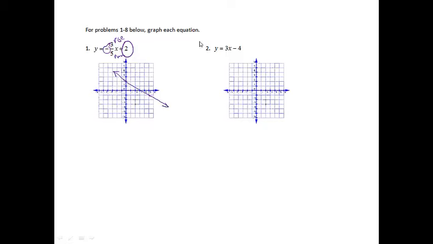Number 2, again, I'm going to start at the number without the x on it, so I'm going to start at the -4. That means we are starting down at -4 on the y-axis, and then from there my slope is 3, which would be 3/1, so from here I'm going to rise 3 and run 1 to the right. And then go ahead and connect them, and that would be my line.